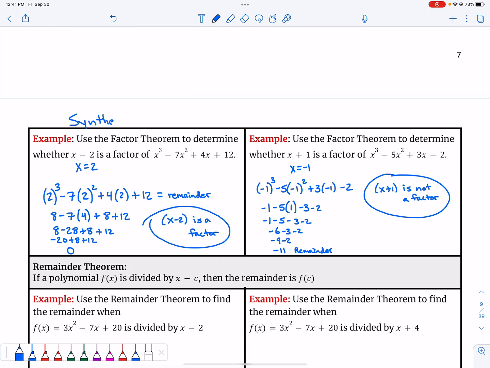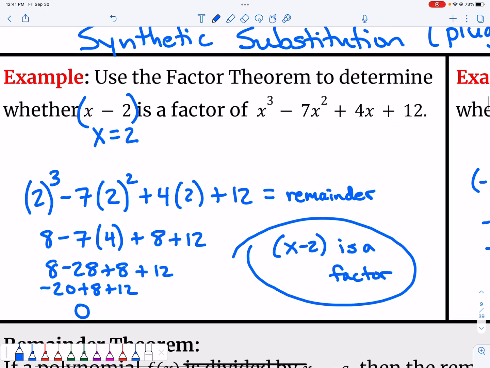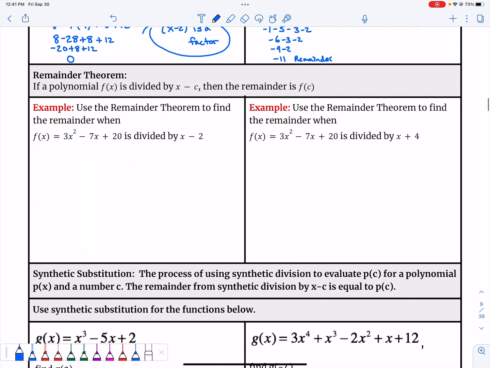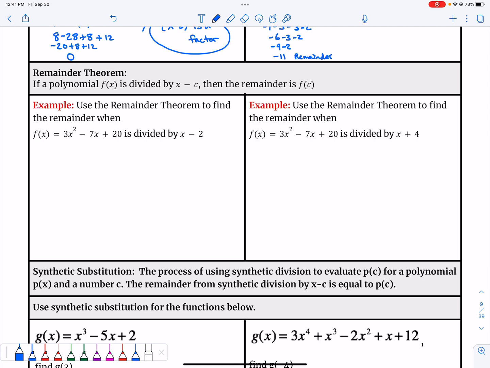You could use synthetic division, but this is what we call synthetic substitution. Let me write that up here. It's synthetic substitution. You plug in the root, is what we call it. So you're given a factor, but you've got to get the root, which is the opposite sign of your factor. So notice when they give me x minus 2, I've got to plug in x equals 2, and so forth. Okay.